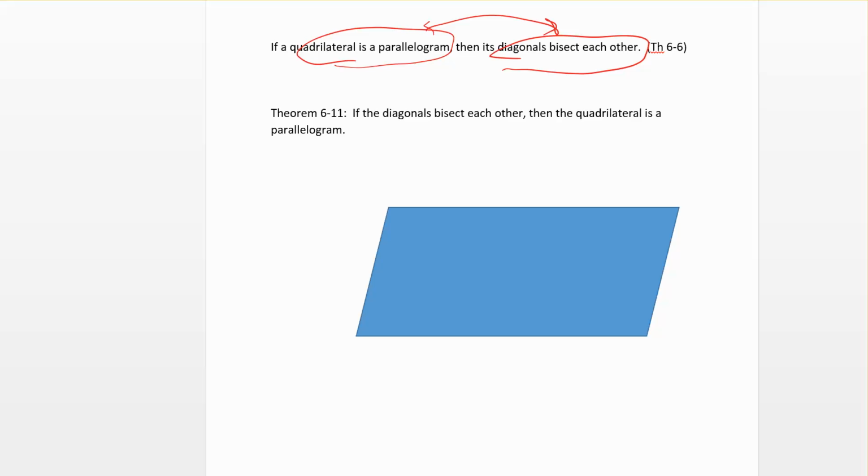So if we have this four-sided figure and we draw in the diagonals, make sure I have a pen. If I draw in the diagonals, there's one. Let's draw in the second one here. If those diagonals bisect each other, so this one gets cut in half and this one gets cut in half, then the figure has to be a parallelogram. That's theorem 6.11.